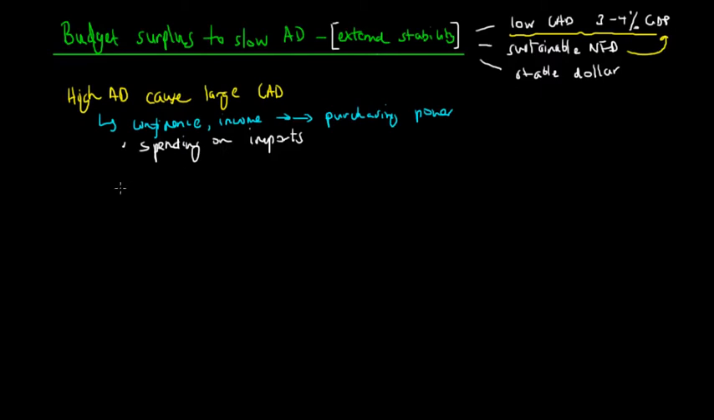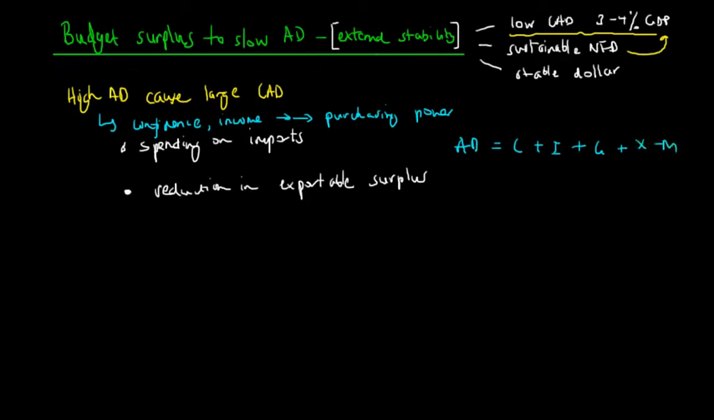And again, the second reason of why high aggregate demand causes large CAD is the reason of this reduction in exportable surplus. And what this means is that when people start to consume more, so we have aggregate demand equals C plus I plus G plus X minus M. When people start to consume more here due to high confidence, greater incomes, and a greater purchasing power, this means that people will start to consume more, and this would take away from what we can export.